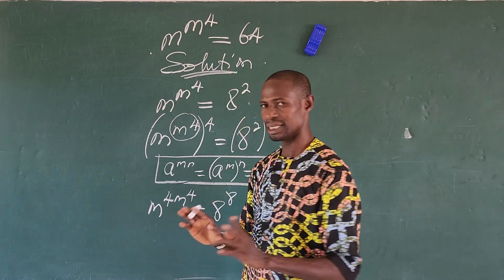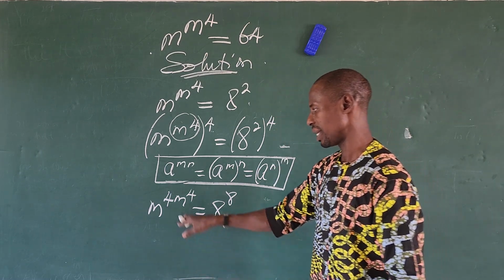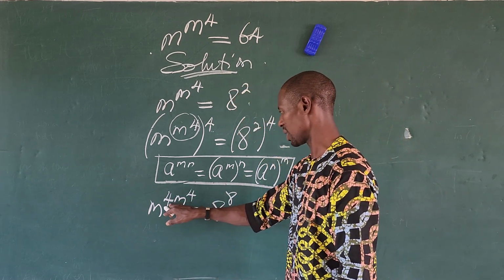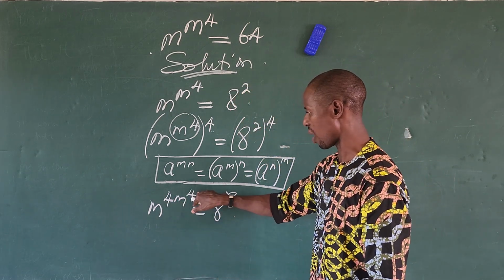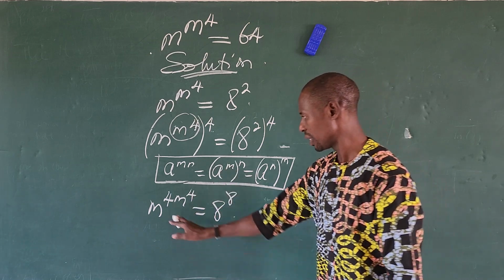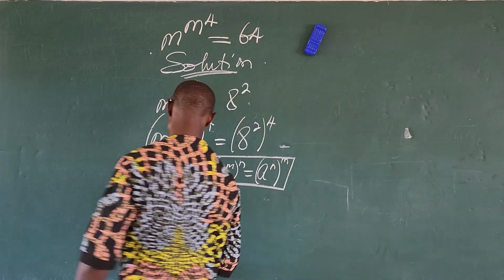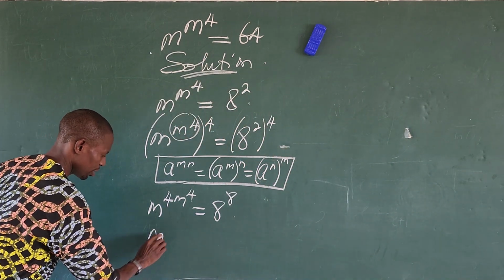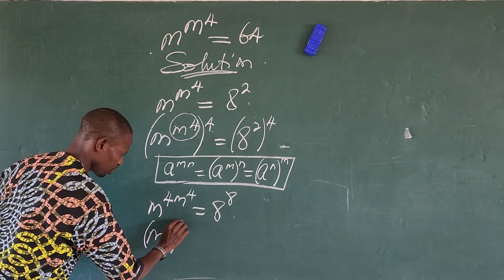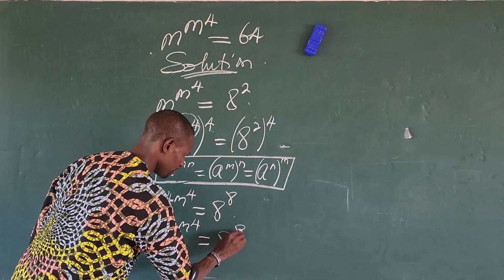Again, look at this. This is 4 times m to the power of 4. So we can separate them again according to this law, all raised to the power of m to the power of 4. So this now gives us m to the power of 4, in brackets, all raised to m to the power of 4. This is equal to 8 to the power of 8.